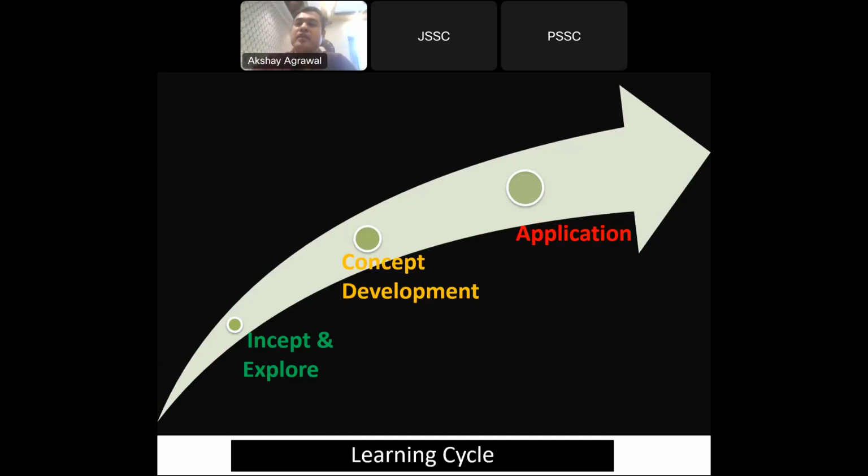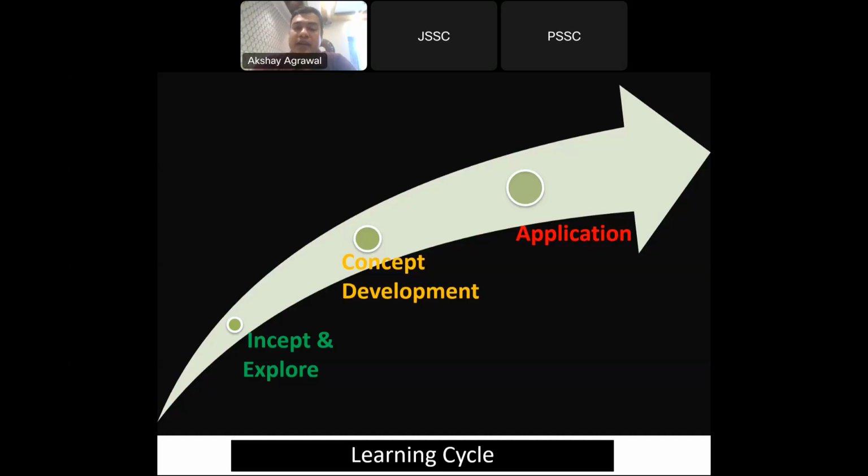So imagine I show you a mango, a class or a nursery child, a mango. He or she may have seen it before because at homes they would have seen it or somewhere they may have that mango in front of them. So that is where they have already explored it.